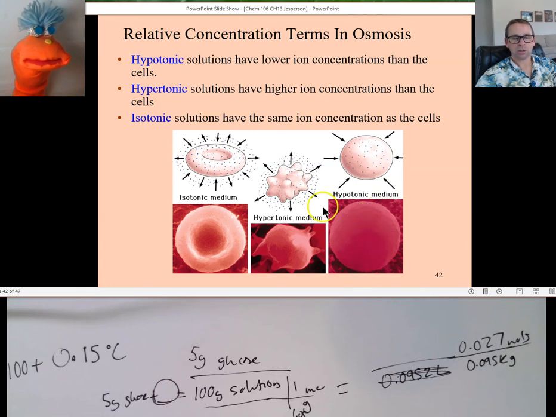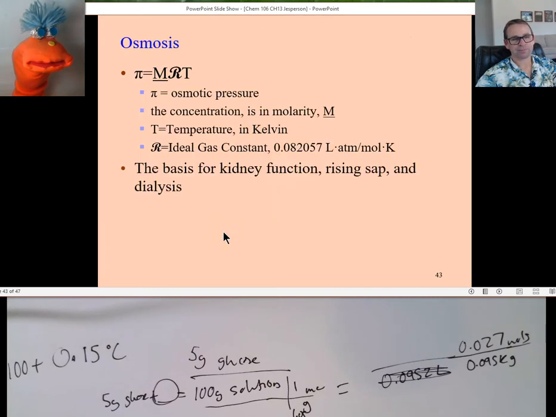So you need to make sure you have the right amount of salt in your intravenous fluids so that it doesn't change the ability of the blood cells to survive and be active.